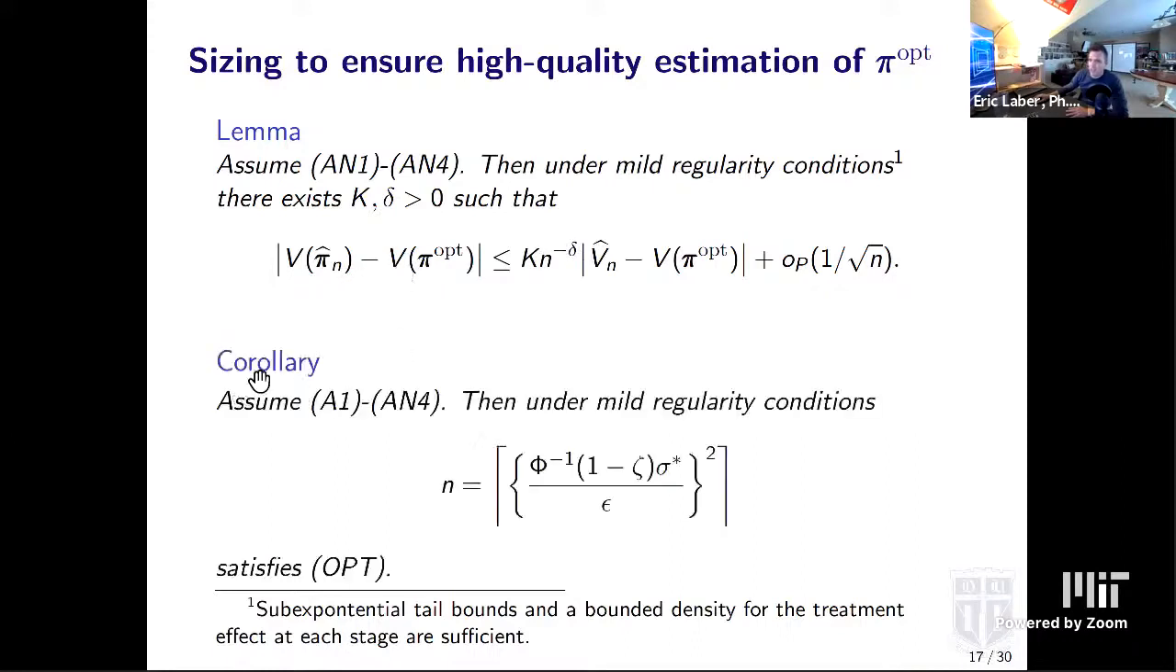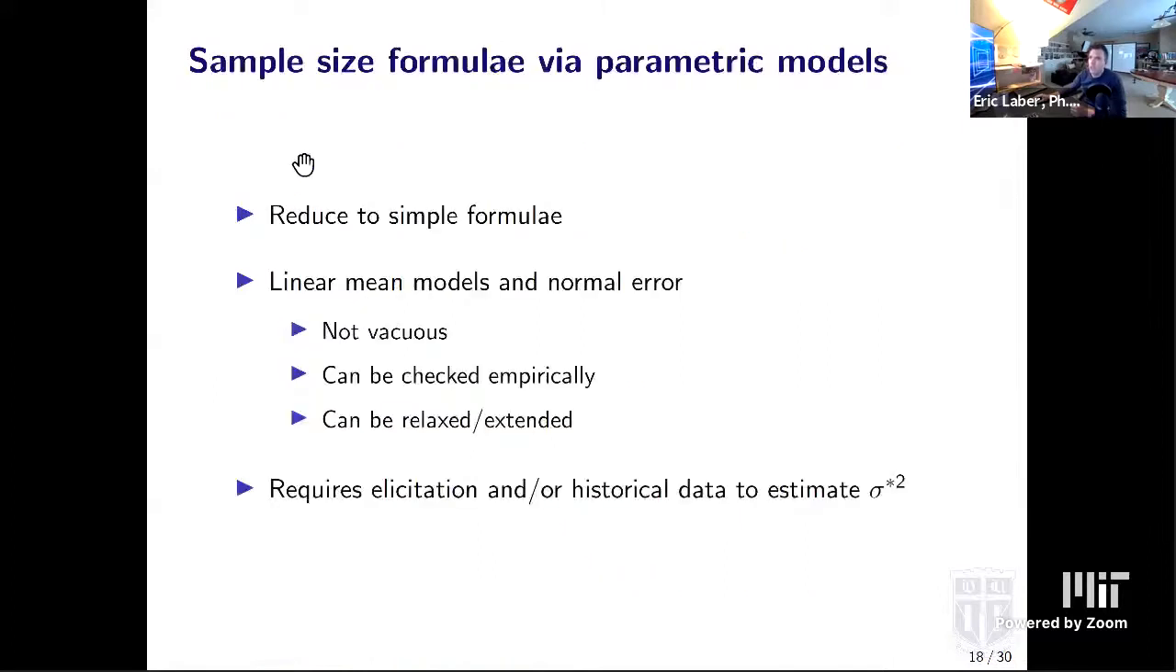And so in particular, under those assumptions, you can show that this n is sufficient to satisfy the optimality criteria, that pi hat will be close to pi opt in terms of its performance. And so in particular, it's phi inverse of 1 minus zeta, that's the probability that you want it to be near optimal, times sigma star over epsilon squared. And so again, we get it in closed form. And if you want them both to hold, you can take the max, for example. Okay. So again, very simple, depends on a single parameter. So just to summarize this, obviously we got these very simple closed form expressions. We assume the linear mean model and normal error.